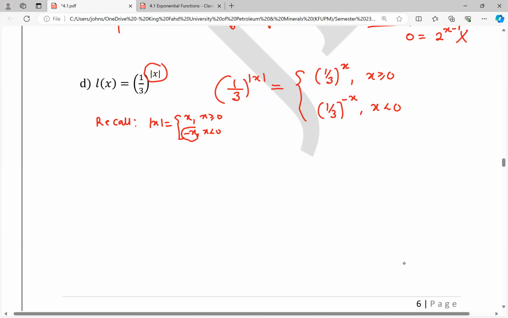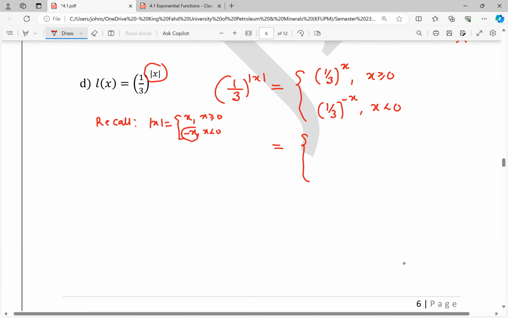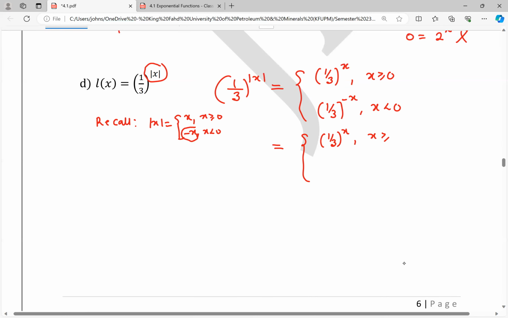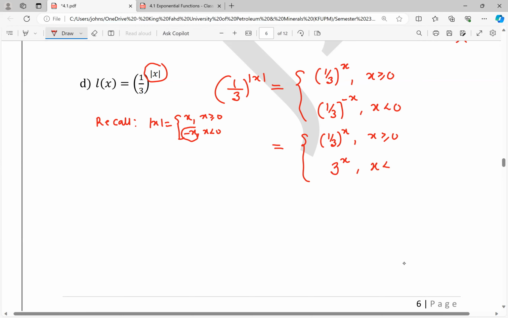So if you look at what we did, we just used the definition of an absolute value to remove the absolute value. You consider when x is positive, as well as when x is negative. If x is positive, you put x. If x is negative, you put minus x. Now we can rewrite these as 1 over 3 to power x when x is greater than or equal to 0. But here you have minus, so 1 over 3 to power minus x will just become 3 to power x, and this is when x is less than 0.